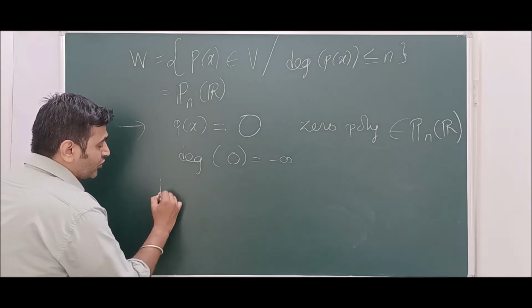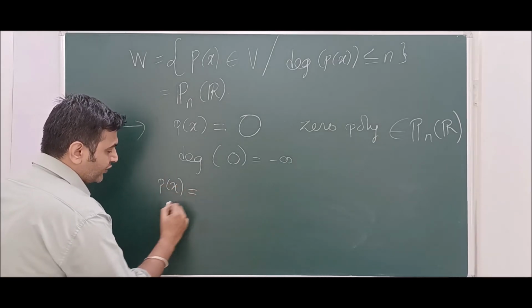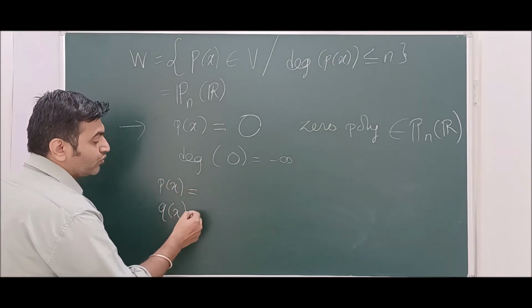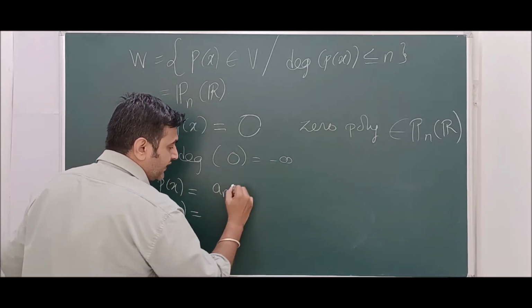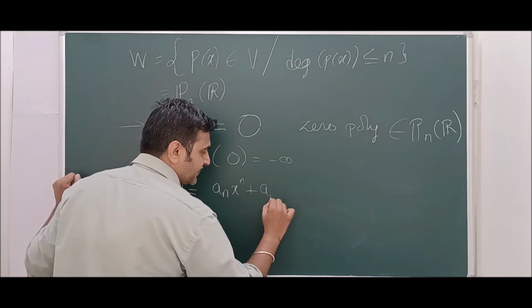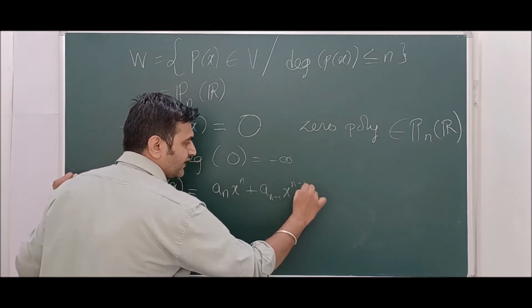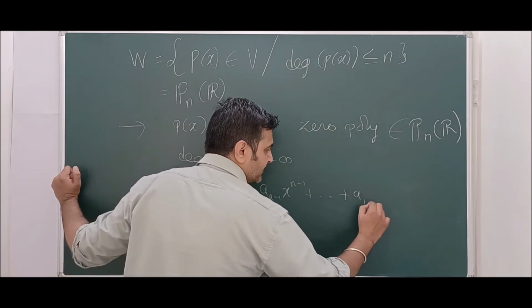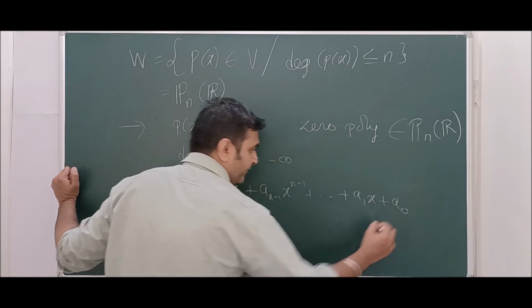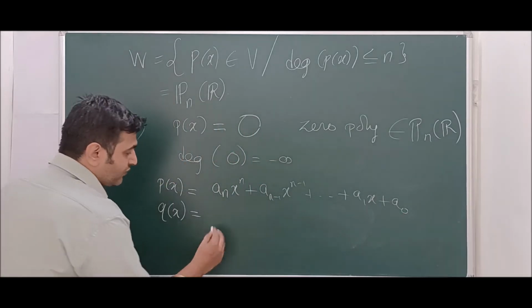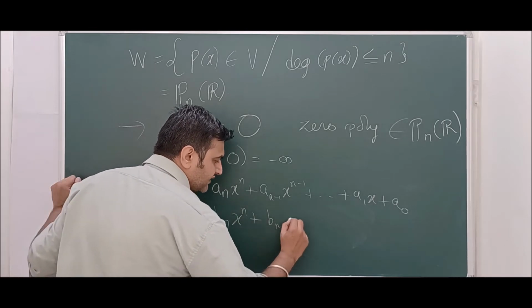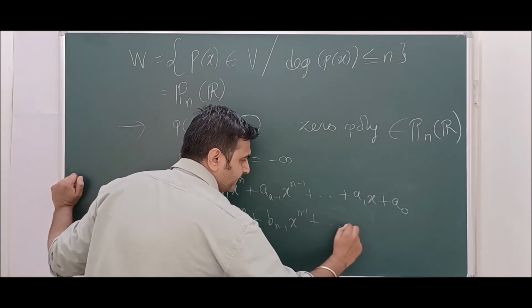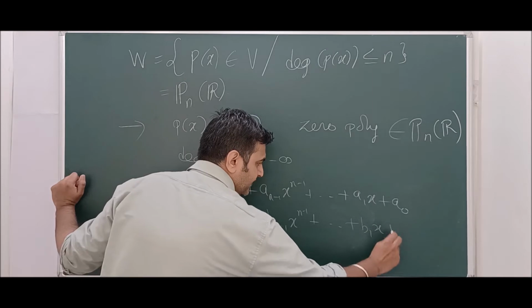Now you take two polynomials P of x and Q of x in W whose degree is at most n. So how will your P look? a_n x^n plus a_(n-1) x^(n-1) plus ... plus a1 x plus a0. How will your Q of x look? b_n x^n plus b_(n-1) x^(n-1) plus ... plus b1 x plus b0.